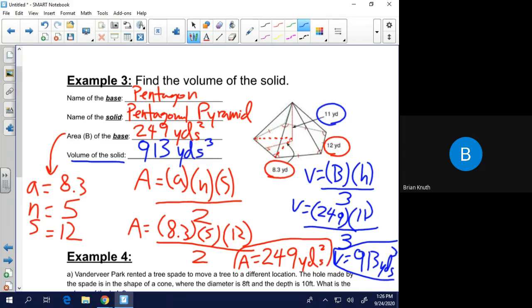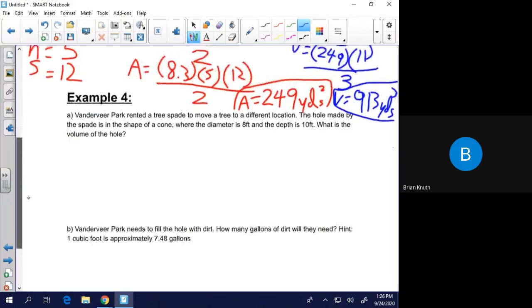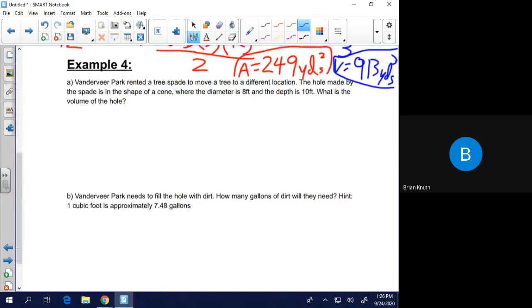All right. Next example, example number 4. We have a word problem. It says, at Vanderveer Park, rented a tree spade to move a tree to a different location. The hole made by the spade is in the shape of a cone, where the diameter is 8 feet and the depth is 10 feet. What is the volume of the hole? Okay, so the first thing I would do here is draw a quick picture to help us understand what we're looking at. They say it is a cone. So I'm going to try to draw a cone.